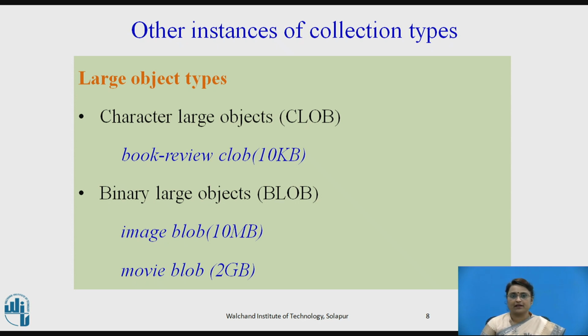Similarly, the large object types. In the large object types, the first one is the character large object. Say, for example, we are taking a book review, where we want to write text, an essay, something like that. That kind of thing we can define as a clob, which is a character large object. Similarly, the binary large object, which we call a blob, is used for storing images or videos or some other kind of data. That kind of data we store in the form of blobs, which are binary large objects.